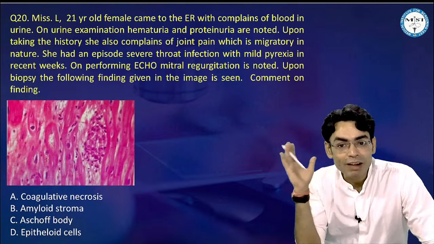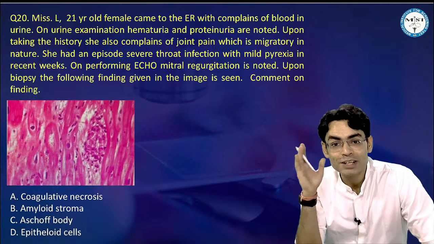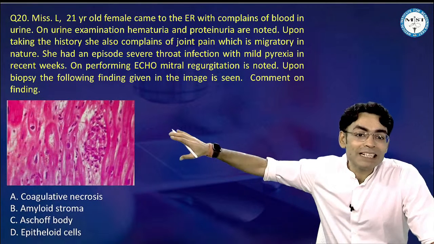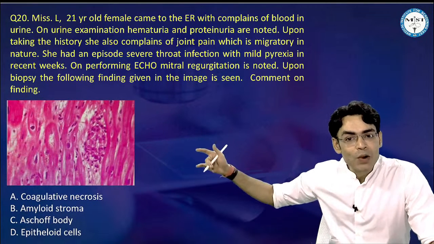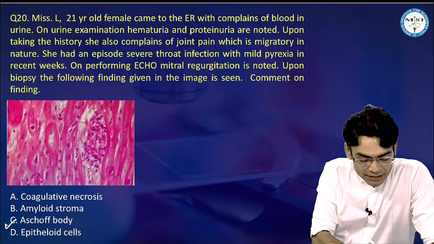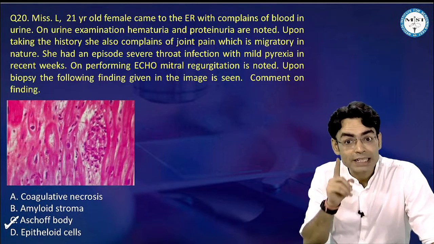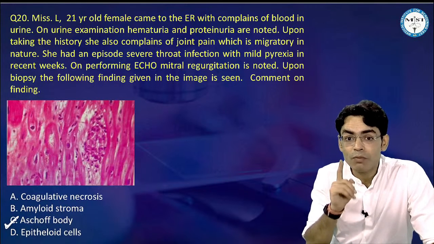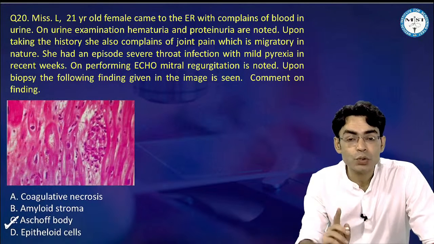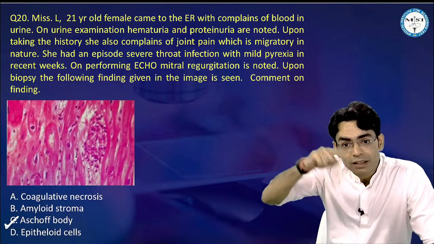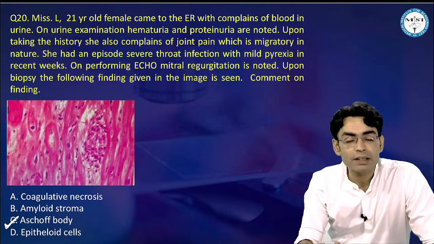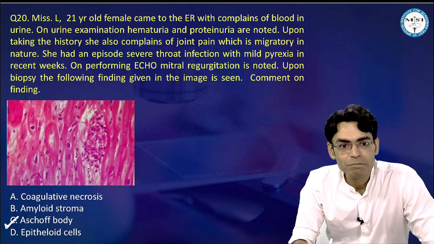So this is the finding which we are taking from the heart. This is a patient of rheumatic carditis, which involves the myocardium, and in the myocardium we have the Aschoff body. This is not coagulative necrosis. The correct answer is C, the Aschoff body, the most characteristic finding. And a cell which I want you to remember with the Aschoff body is the Anitschkow cell, which has caterpillar-like chromatin. And if they ask you what kind of necrosis you will see here, it's fibrinoid necrosis. So the correct answer is C.